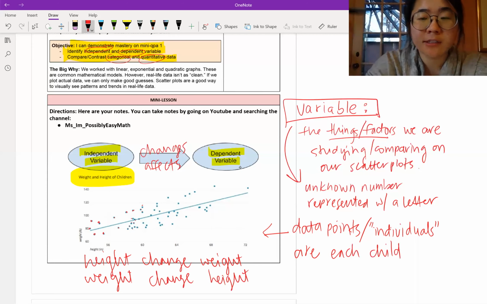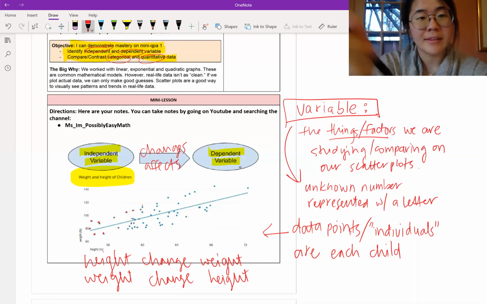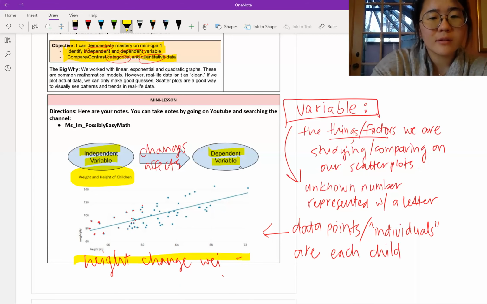Pause and think of the answer in your head. Let me give you a moment to think. Yeah, in this case, height changes weight, right? Oops, I deleted that.